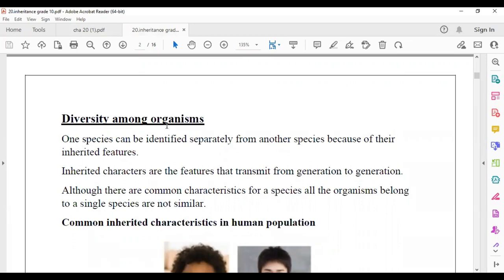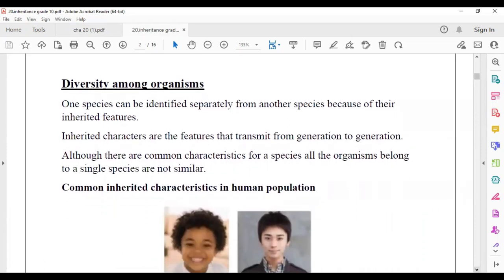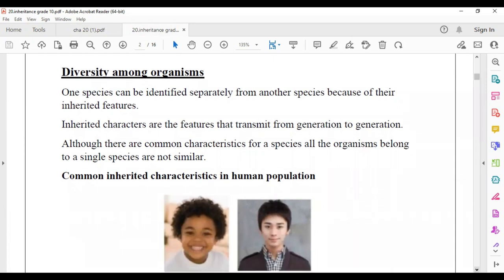Diversity among organisms. You can see one species can be classified, identified separately from another species because of their inherited features. Inherited features means the features that transmit from one generation to the next generation. Those are the inherited features. One species can be identified separately from another species because of these inherited features.